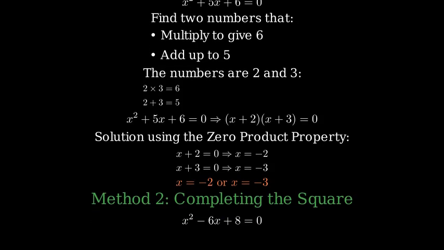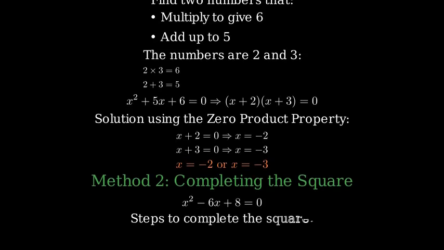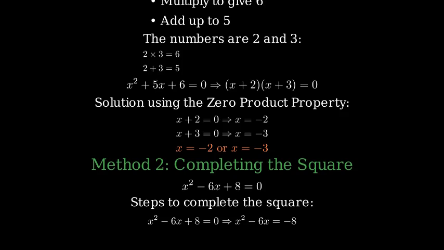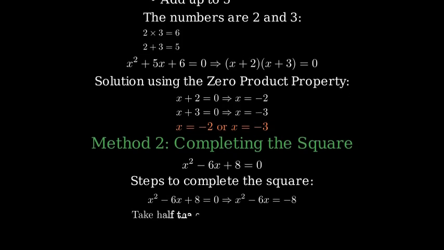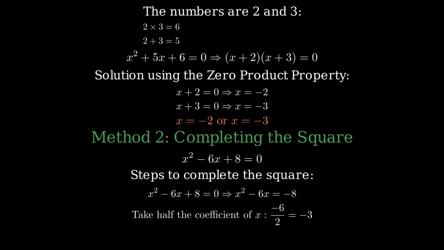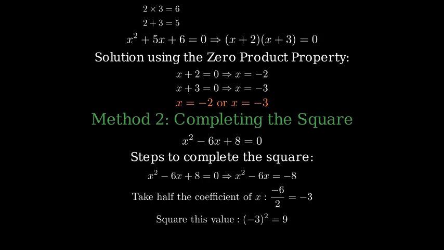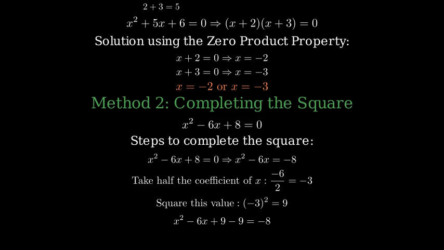We'll solve x squared minus 6x plus 8 equals 0 by completing the square. First, let's move the constant term to the right side of the equation. x squared minus 6x equals negative 8. To complete the square, we take half the coefficient of x, which is negative 6 divided by 2, which equals negative 3. We then square this number. Negative 3 squared equals 9. Now we add and subtract 9 from the left side.